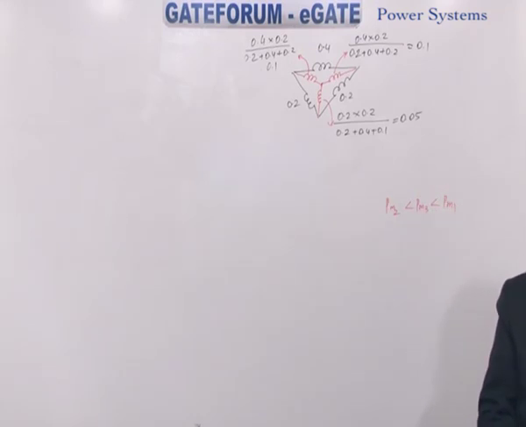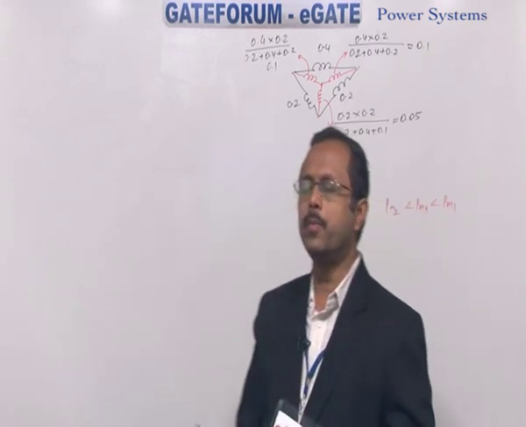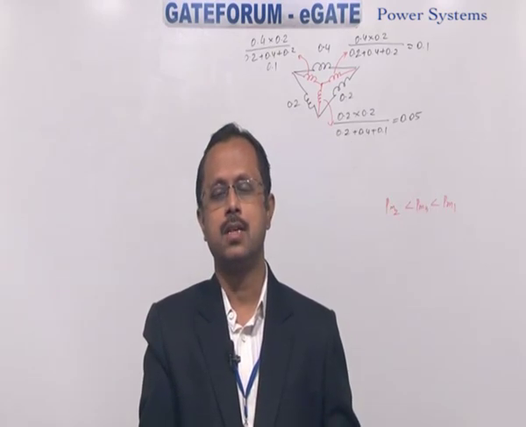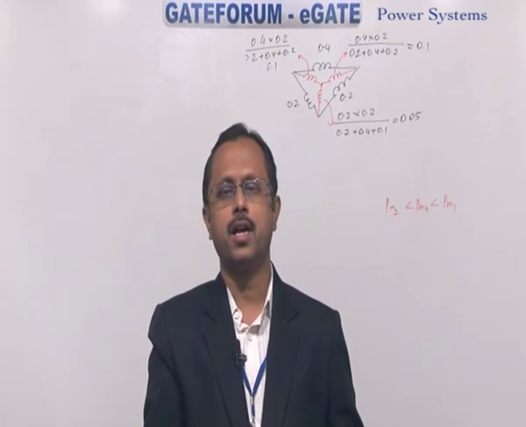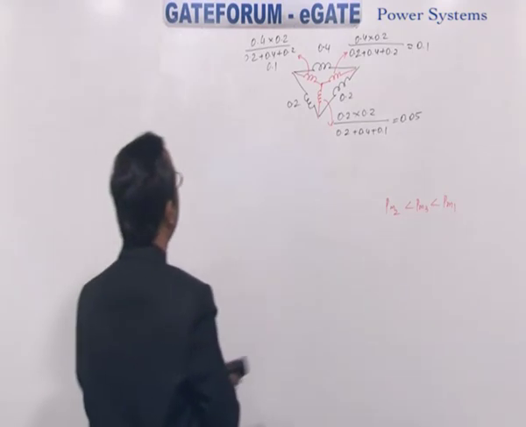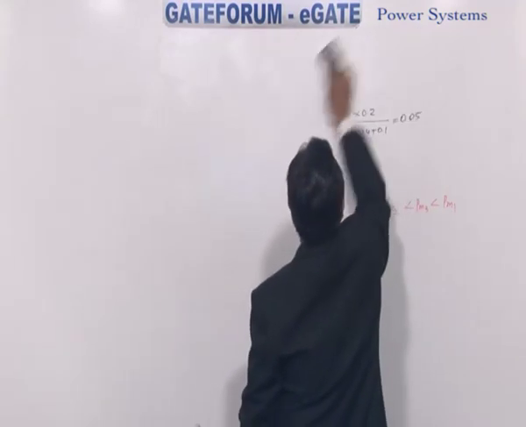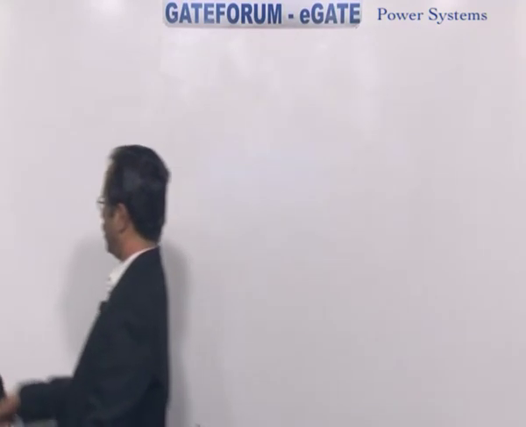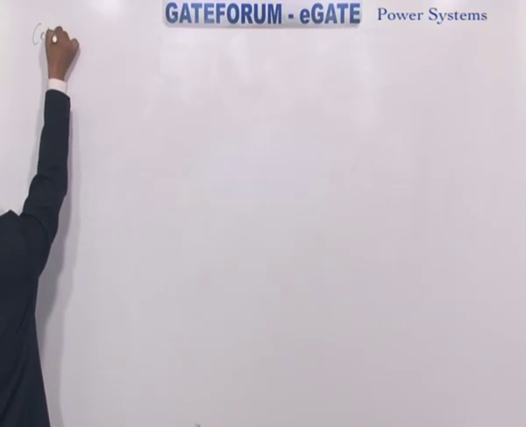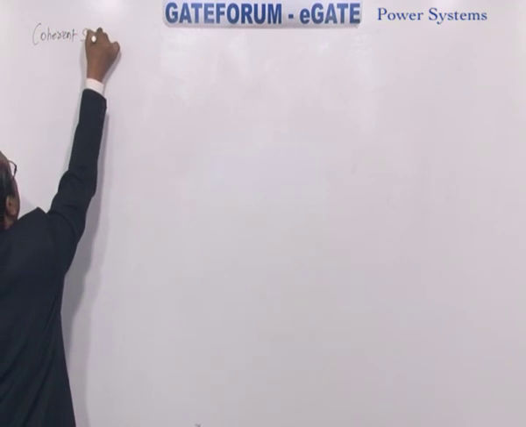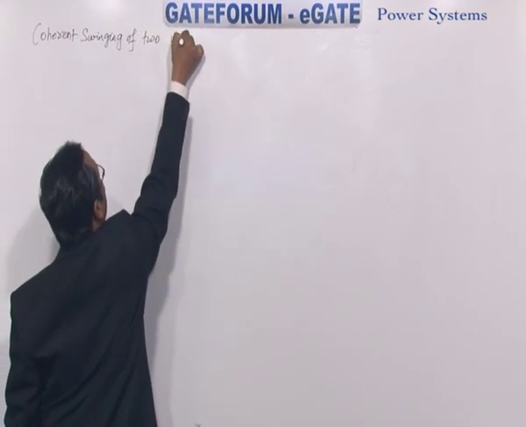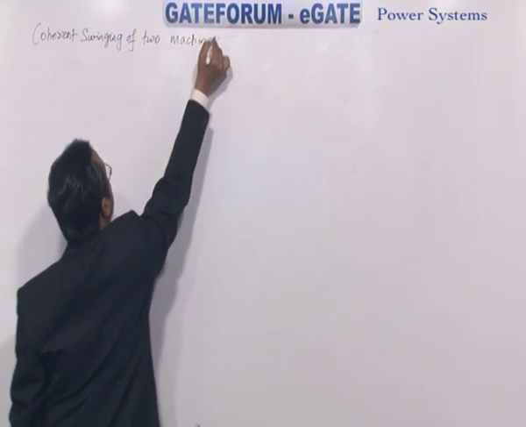Now we check. Whenever you consider a two machine system, you can have a coherent swinging of two machines or non-coherent swinging of two machines. What do you mean by coherent swinging of two machines or non-coherent swinging of two machines? Coherent swinging of two machines.